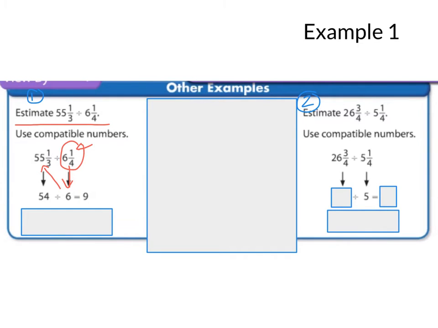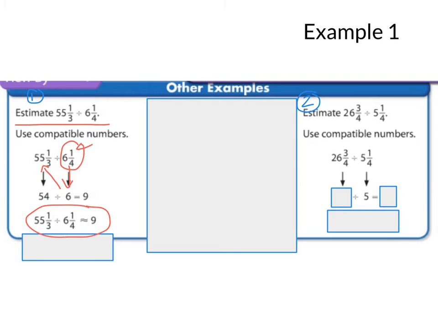And then what I would write as my answer, which make sure we're writing this down in our notes as well, everything that's in this box: 55 1/3 divided by 6 1/4 is about equal to 9. Now let's go on to number 2. We're still using compatible numbers.